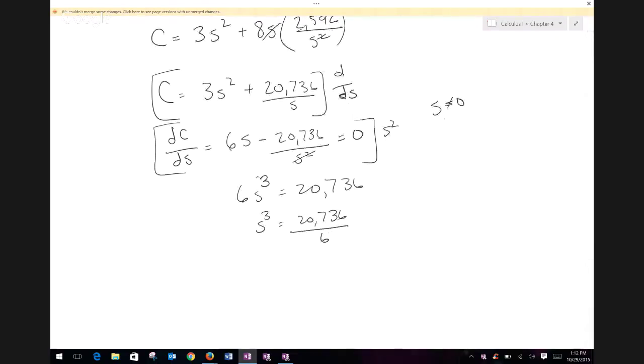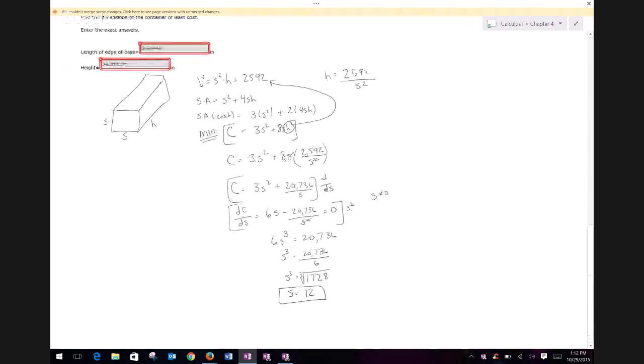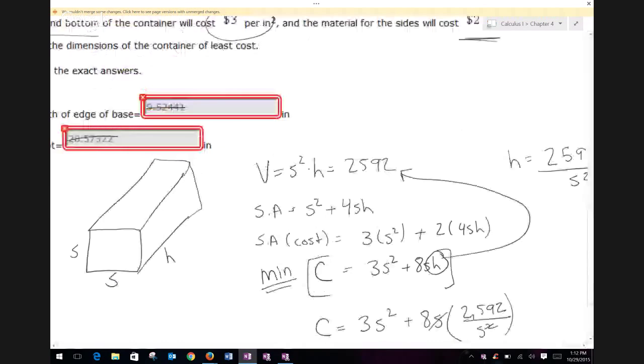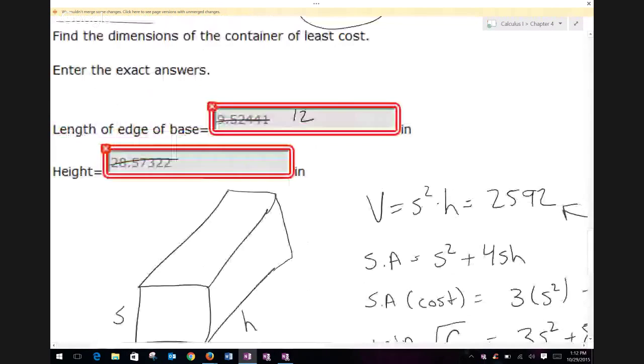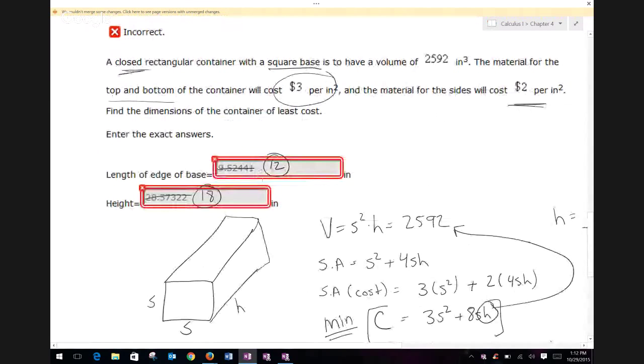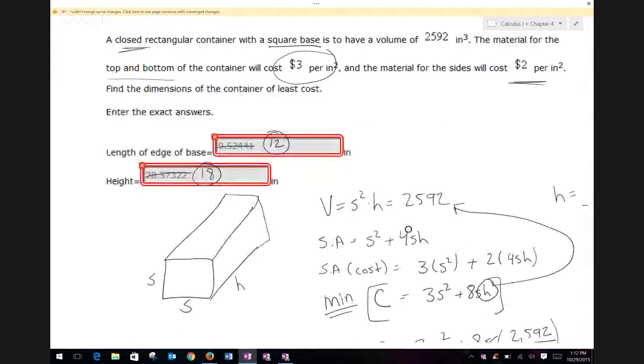So if I take the cube root of that, I get 12. That's what gives me S. S is 12. If I plug S back into my H function, H is 2592 over 12 squared, that gives me 18. So the length of the edge of the base would be 12, and the height would be 18 inches. And that's going to give me the minimum cost to create this container that has this given volume.